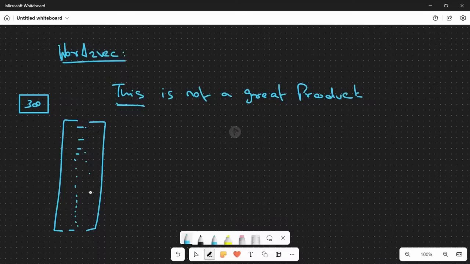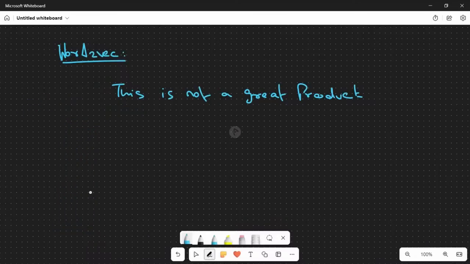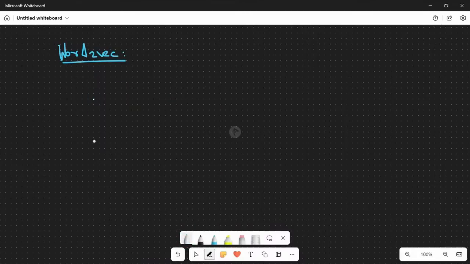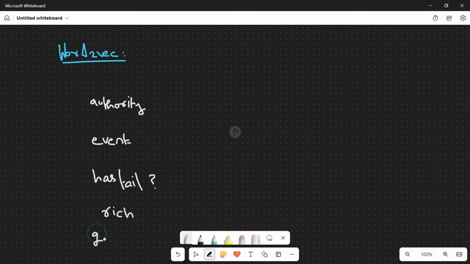Let us do an example in some detail. We are not going to consider all 300 since it's complex. For understanding, we are just going to consider a few features. In our 300-dimension vector, let us have a feature known as authority, another known as event, another known as has tail, then another known as rich, and another known as gender. So this is our training which is going to be reflected here.